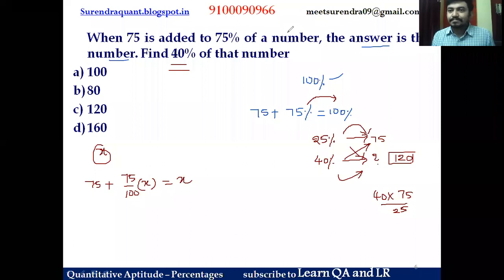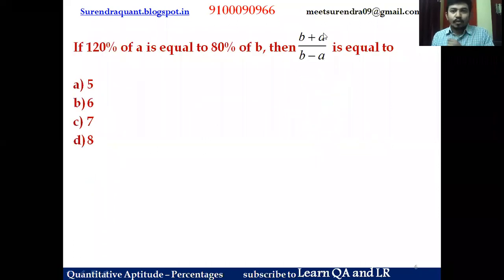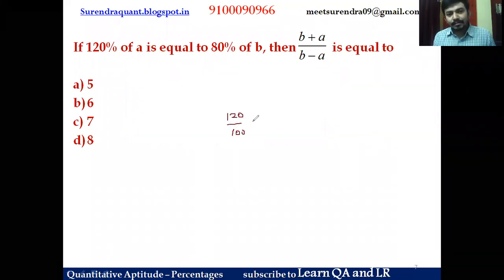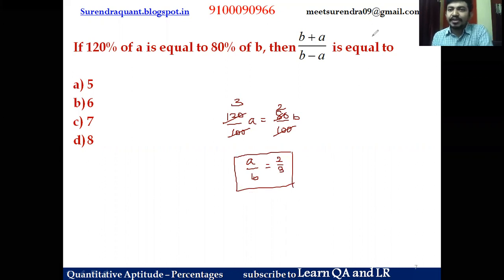Next question. Okay. Now we have one ratio based question. If 120% of A is equal to 80% of B. So 100 cancel. 40 times 3, 40 times 2. So A to B ratio is 2 to 3. A to B ratio is what, friends? A to B ratio is 2 is to 3.